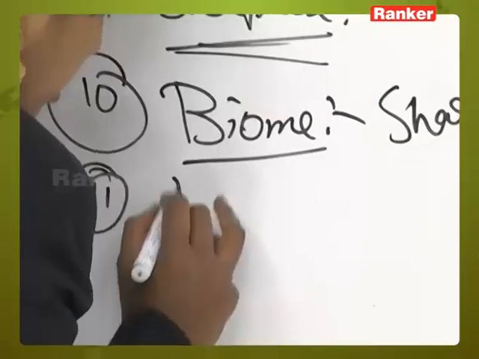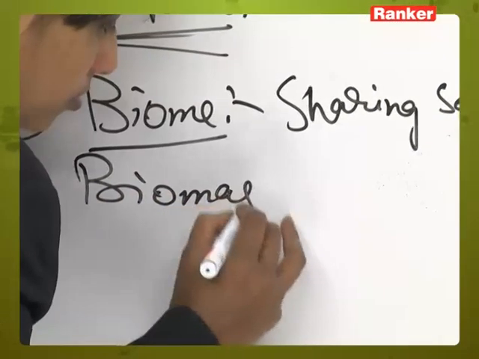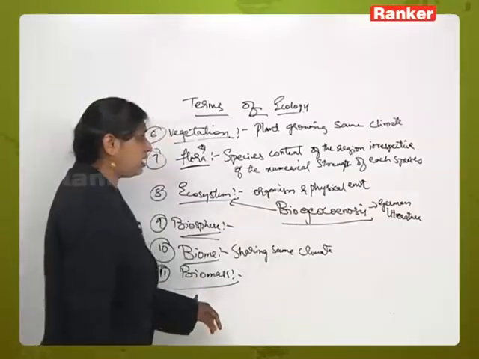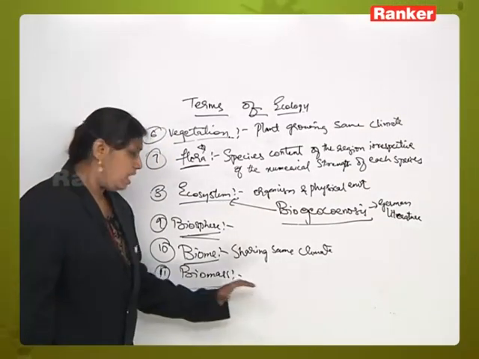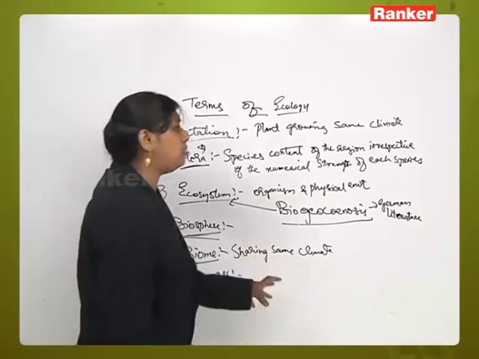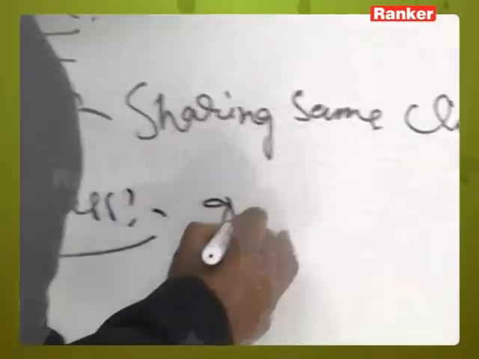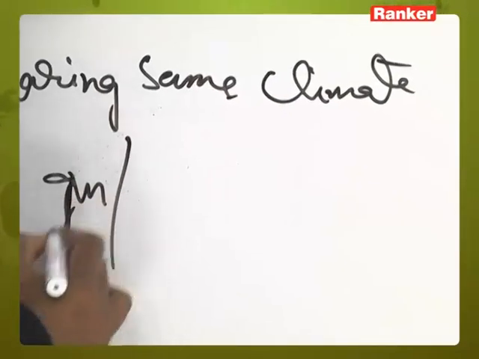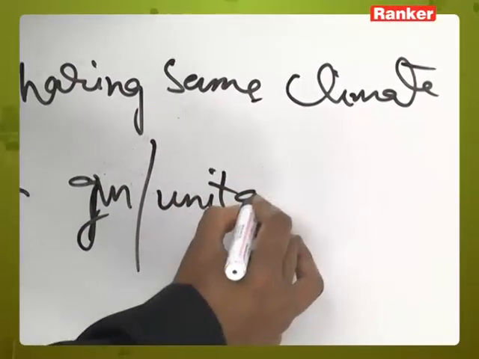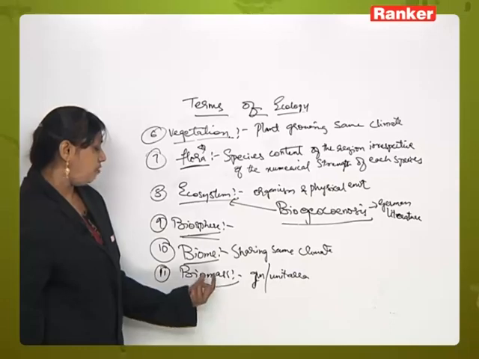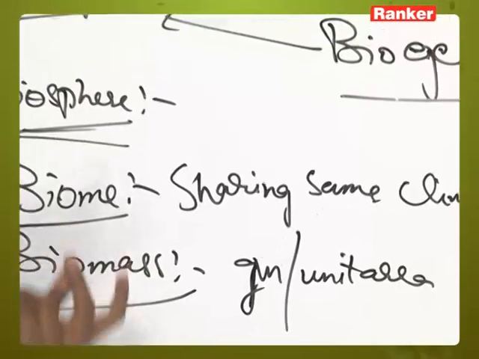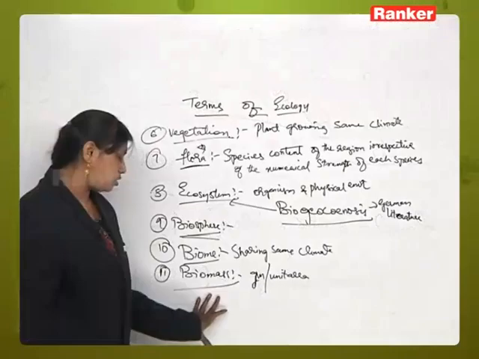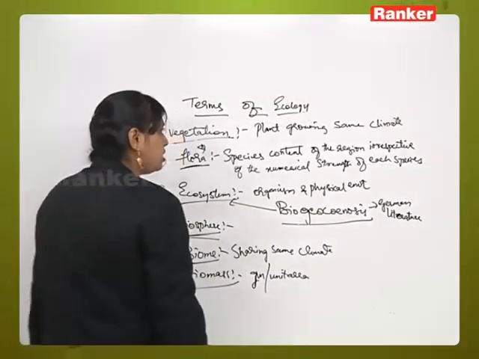Next one is biomass. The amount of living material present at different levels of the food chain, measured in terms of gram per unit area. So the amount of living material at different food levels or trophic levels by an organism is called the biomass.